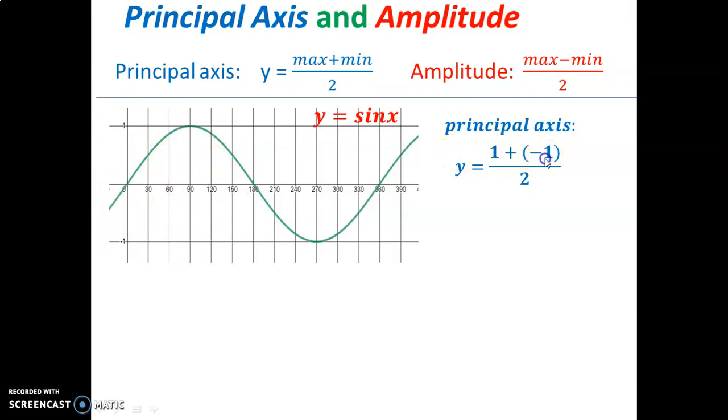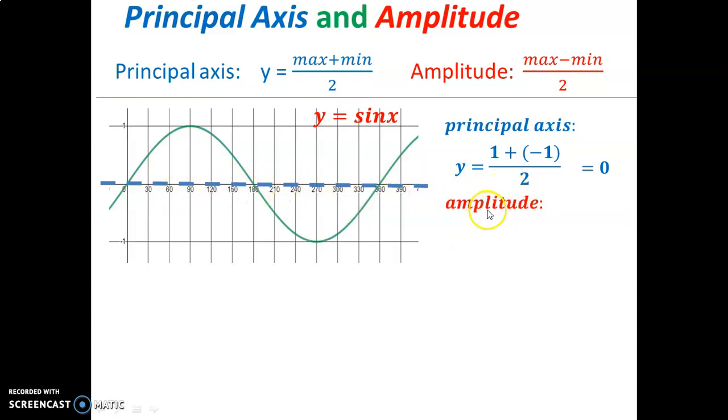Well, 1 plus negative 1 is 0, so we get 0 over 2, which is just 0. So what we have is the principal axis, and it basically is the midline. We have found it by taking the average between the max and the min, so we found something right in the middle between the max and min. It is our middle line on the sine or cosine curve. Okay, so that's the principal axis. In this case, it has an equation of y equals 0.